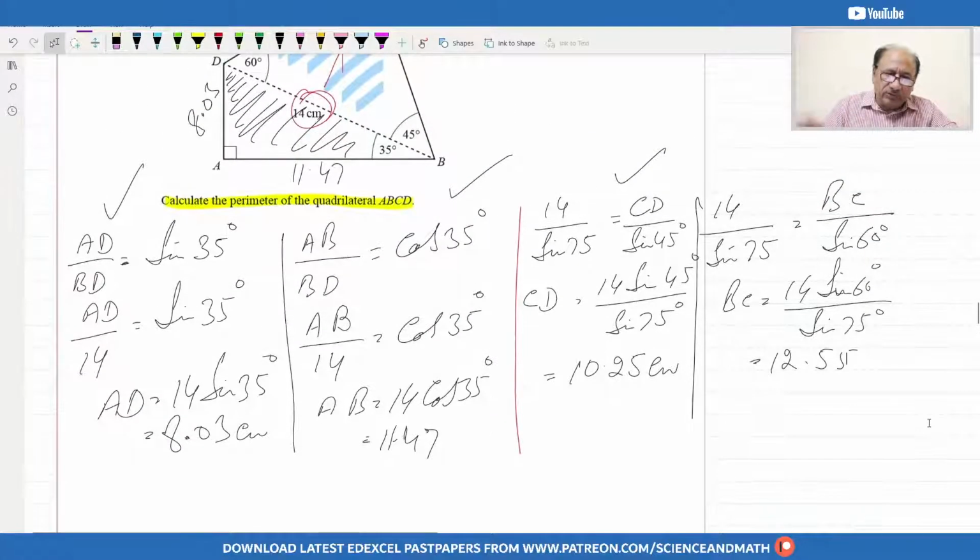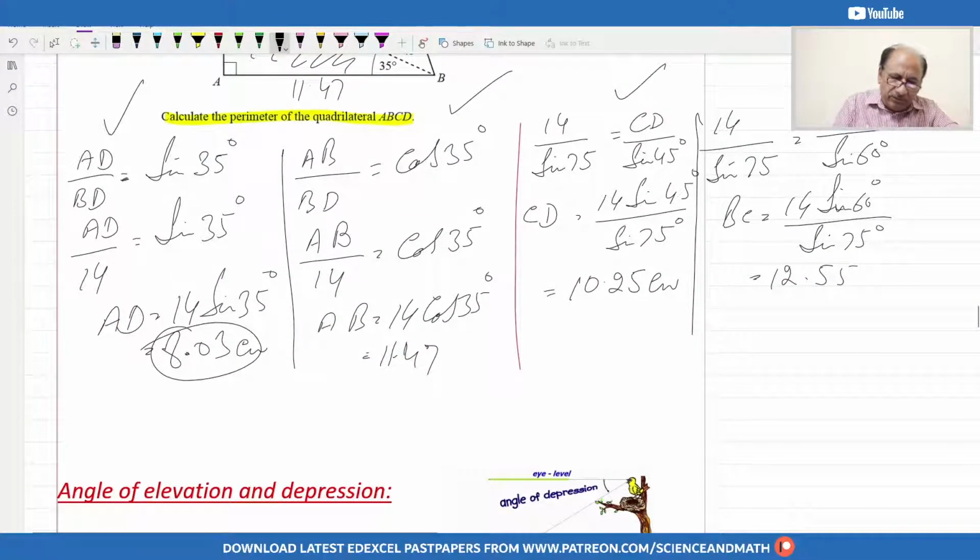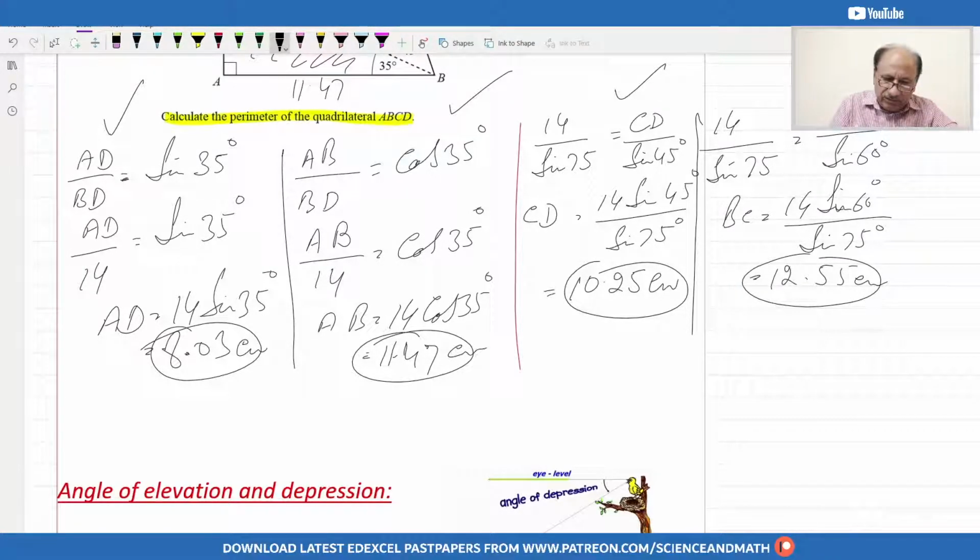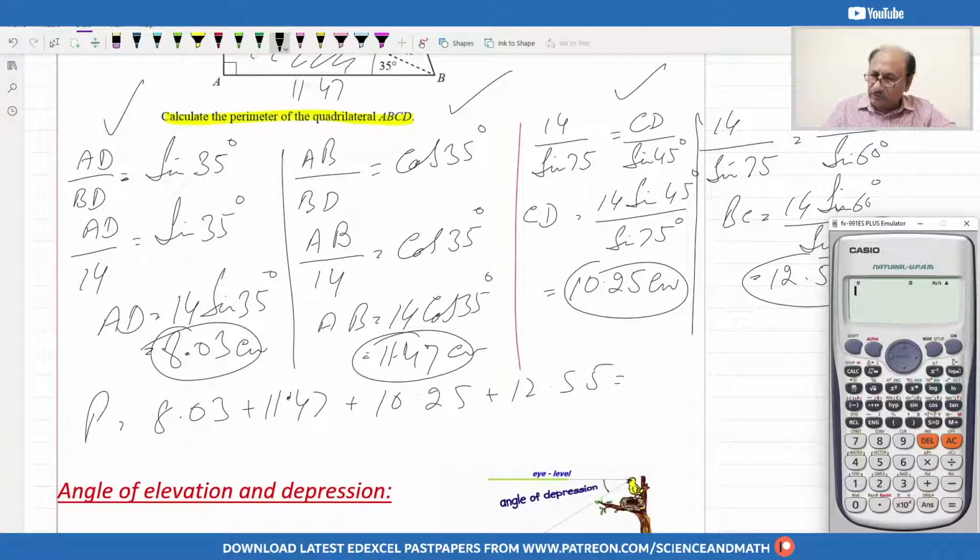So 12.55, this will be the measurement on this side, 12.55. Now we can add. For perimeter we have to add all four measurements, 1, 2, 3 and 4. These are in centimeter. So perimeter will be equal to 8.03 plus 11.47 plus 10.25 plus 12.55, and this will give us the perimeter.